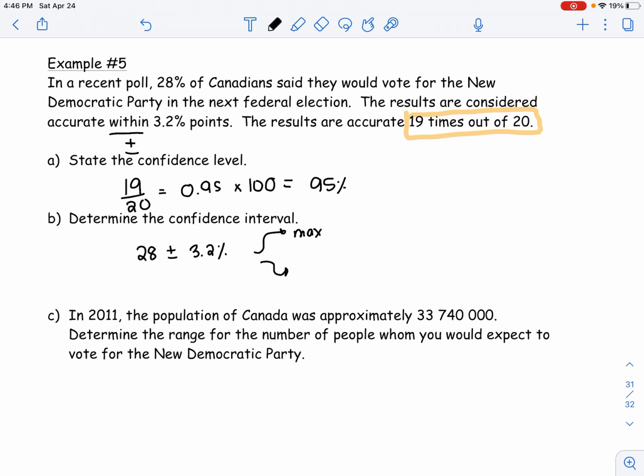So now we can find our max to min value, or min to max. Our max is when you add them, and our min is when you subtract them. Okay, so you should be getting for your max 31.2% when you add the numbers. And when you subtract the numbers, I got 24.8.